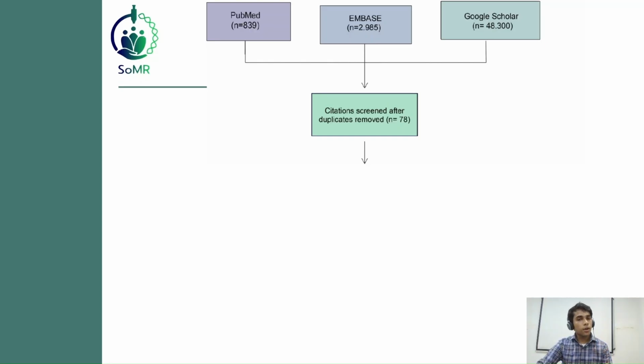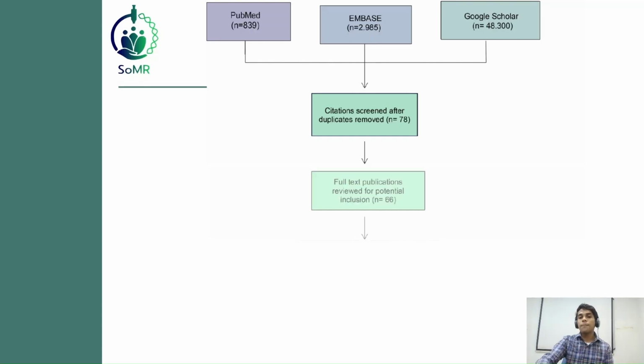Now, when you are using a keyword to search an article on PubMed, it does not necessarily mean that you will not find it on Google Scholar. You might find it on Embase as well. So you need to rule out or delete all the duplicates, and that decreases your number of articles.